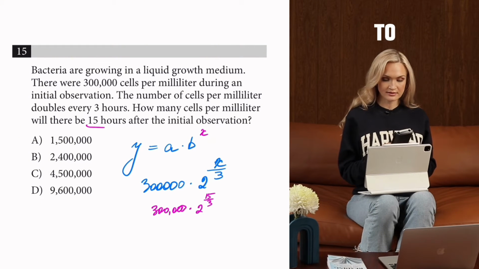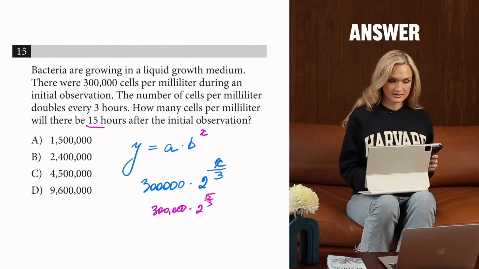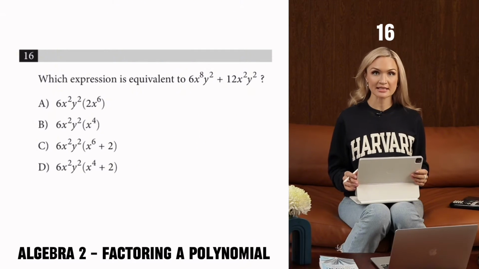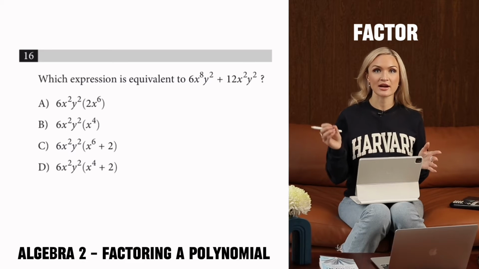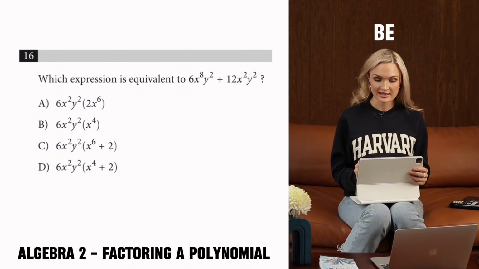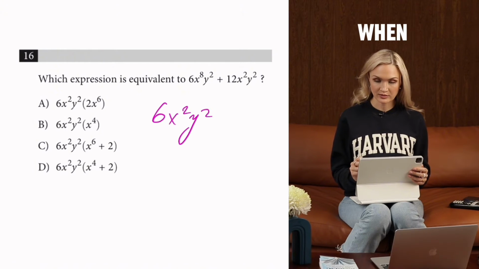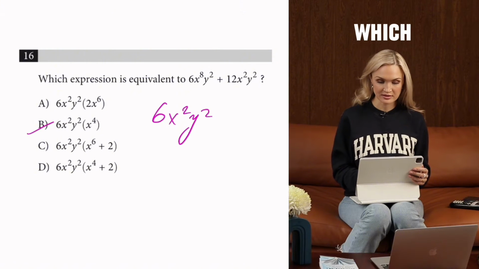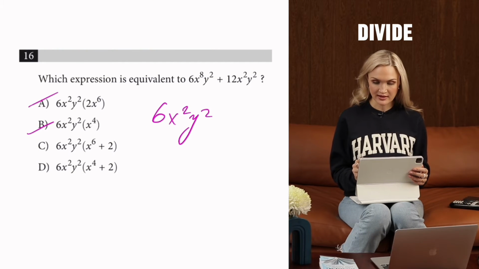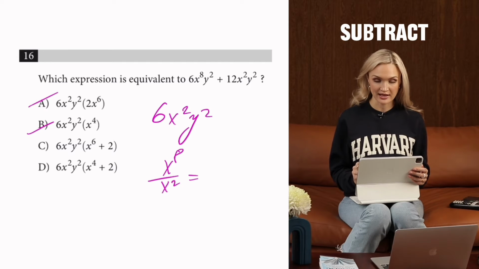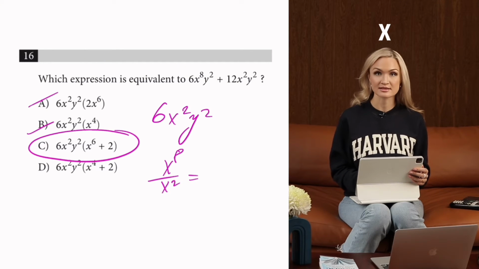So I do 2 to the 5th, and I multiply this by 300,000, which is answer choice D. Question 16, all they need us to do here is factor out the greatest common factor, which is going to be 6x squared times y squared. And then when we divide 12x squared y squared by that, we will get 2, which eliminates A, eliminates B. When we divide x to the 8th by x squared, we will have to subtract the exponents, which gives us x to the 6th.